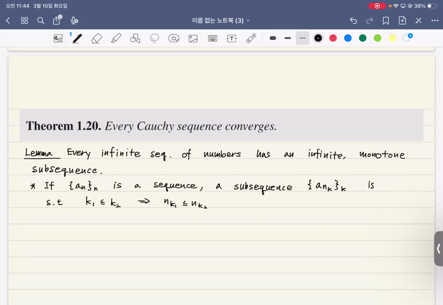So this implication says that you cannot mix the order. The order must be preserved.